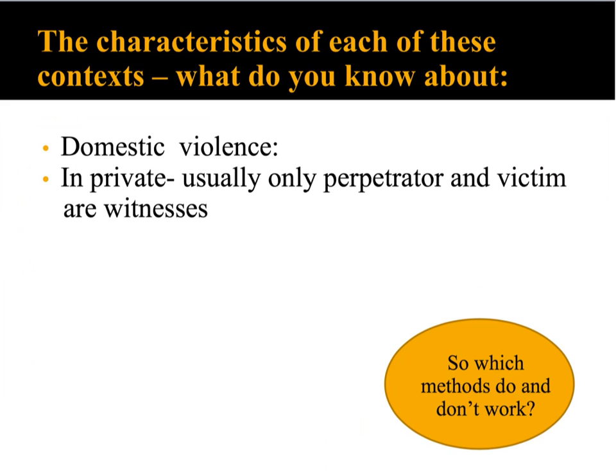So what we look at is domestic violence, okay. What do you know about investigating domestic violence? What issues can you think about when investigating domestic violence? And which methods would be appropriate and which ones might not work? So you've got to remember that domestic violence happens in private. It's not something that's easy to observe, for example. And there's normally only the perpetrator and the victim who are witnesses.